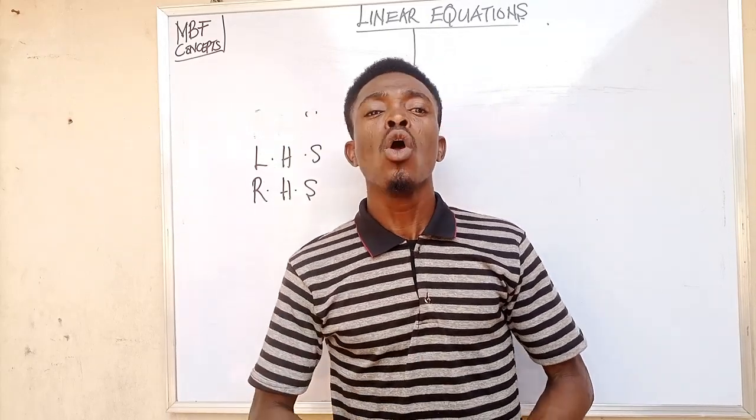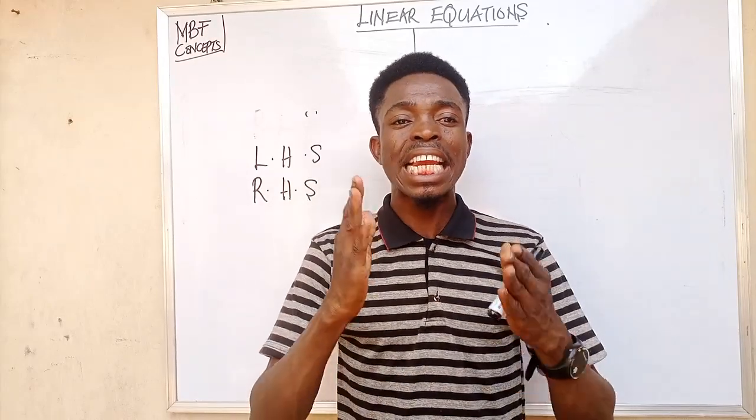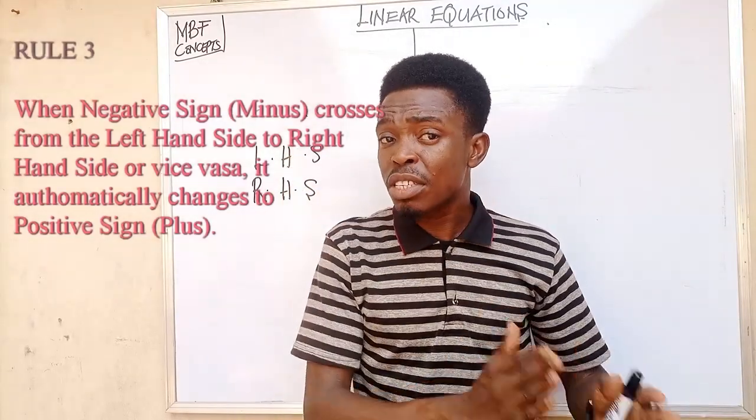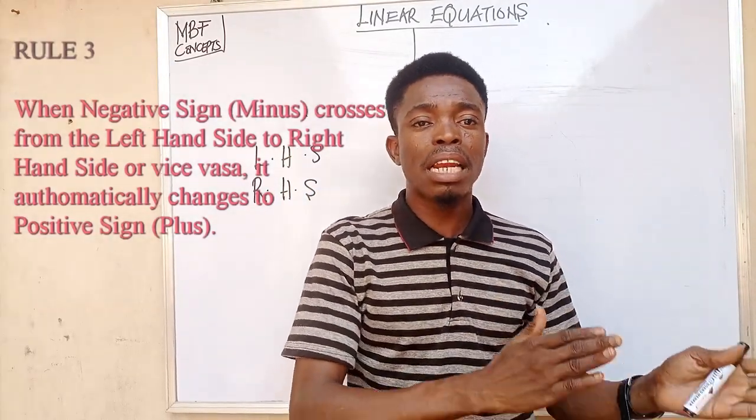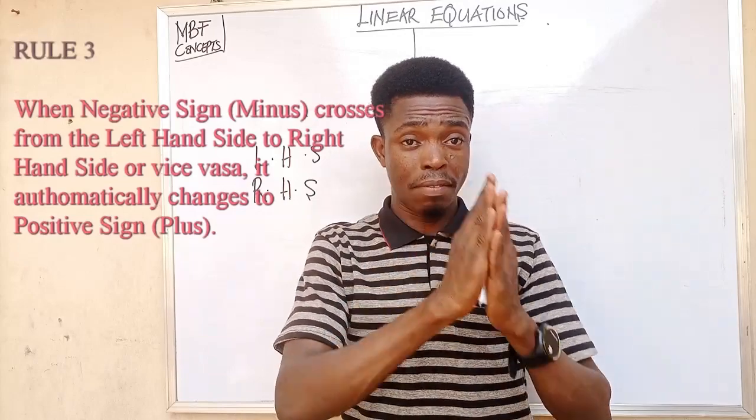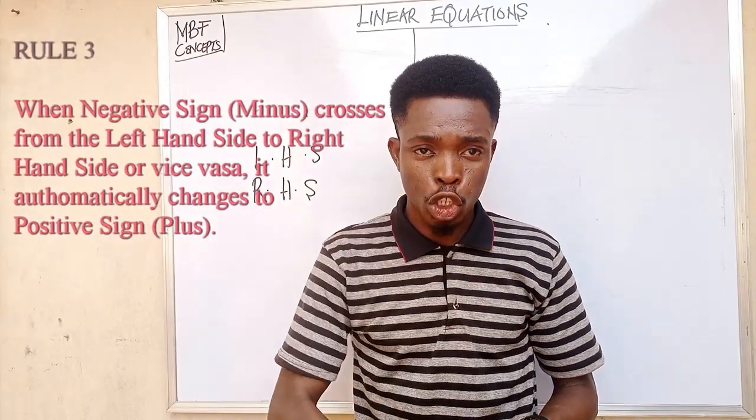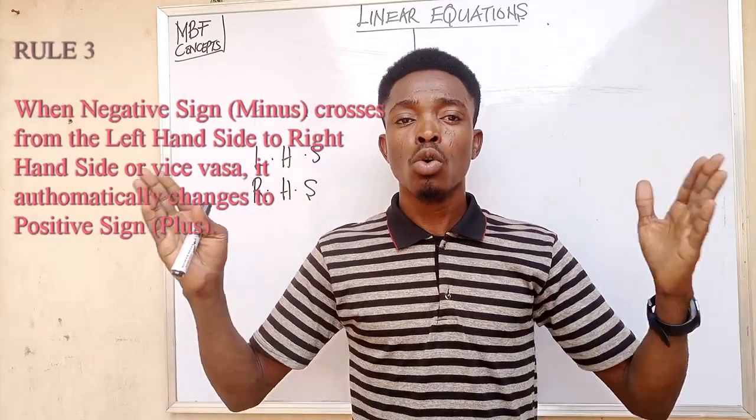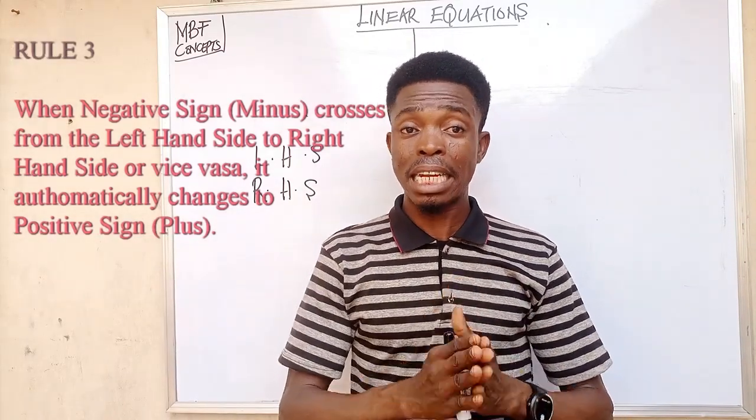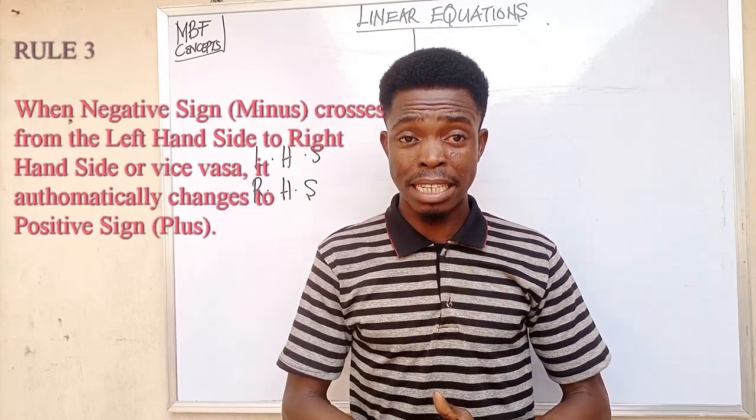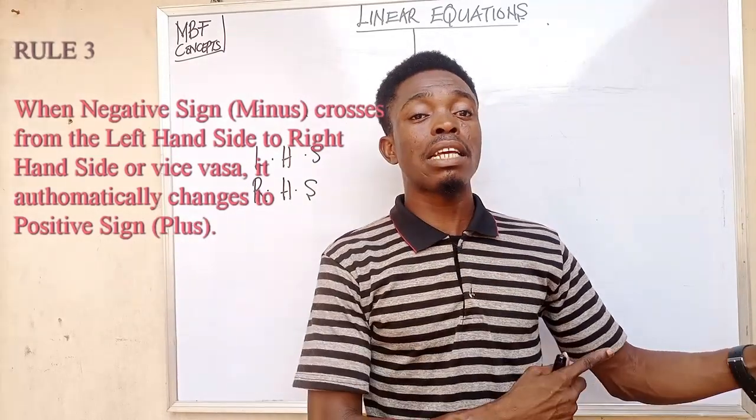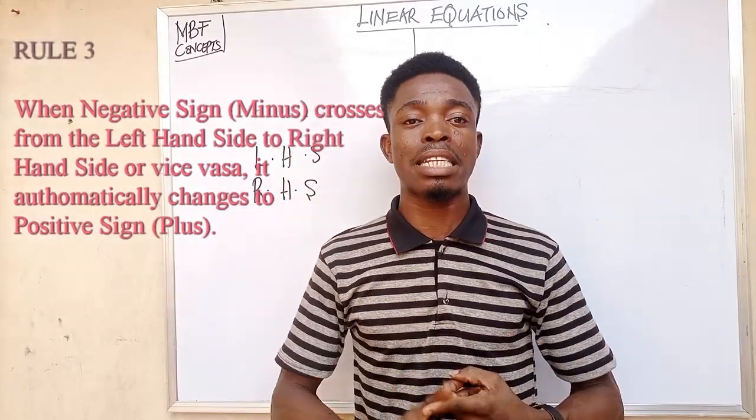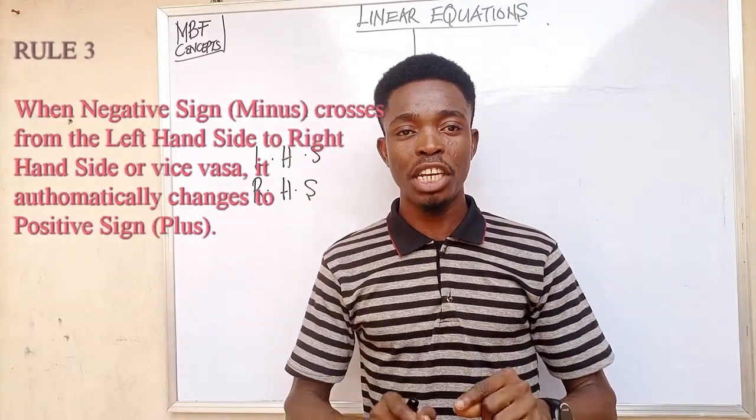Then rule number three: anytime you take a negative variable or a negative integer across the sign of equality, whether from the left to the right or from the right to the left, that negative sign must change to the opposite sign, which is positive. So understand that anytime you collect like terms and you take a negative value from the left hand to the right hand or from the right hand to the left hand side, that negative sign must change to positive sign.